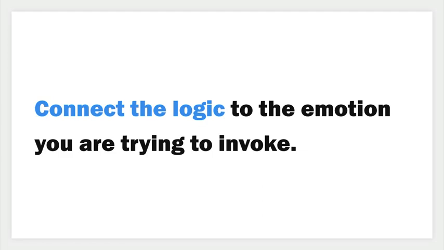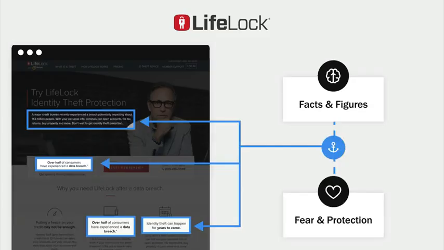Additionally, we want to make sure that when we think about the logical appeals, that we're connecting it to the emotion that we're trying to invoke. So here on LifeLock, the key emotion that they're trying to evoke is concern and a little bit of fear around identity theft protection. So we see that in the visuals and the copy, but we can also see that in the logical appeals. The facts and figures that they use, like over half of consumers have experienced a data breach, or that a major credit bureau recently experienced a breach impacting about 143 million people, clearly support the emotion that they're trying to evoke as the core element.